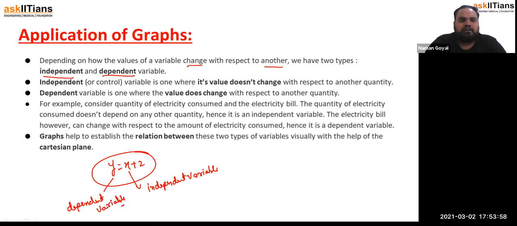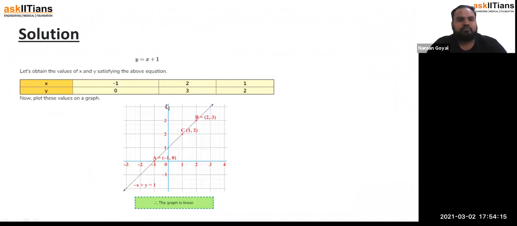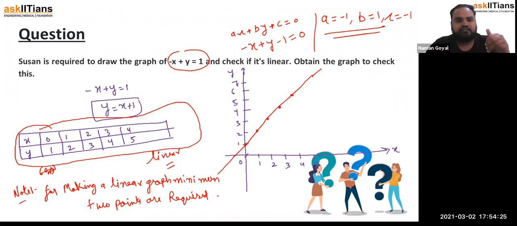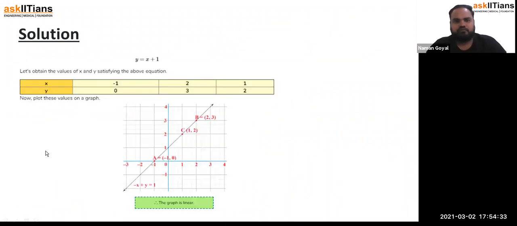Okay, now an independent or control variable is one whose value doesn't change with respect to another quantity. If y gets changed, then x will not change. A dependent variable depends on the other one. If we change x, the value of y will change. For example, in this table, if we change the value of x, the corresponding y will change, right? If x is 0, y is 1. If x is 1, y is 2, right? So y depends on x, but x does not depend on y.